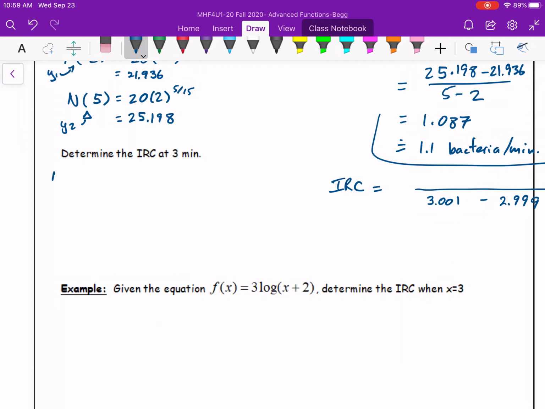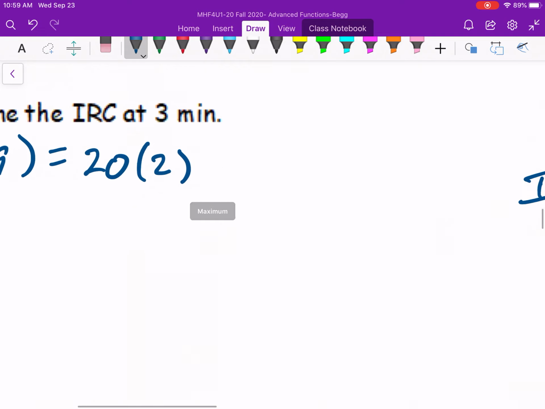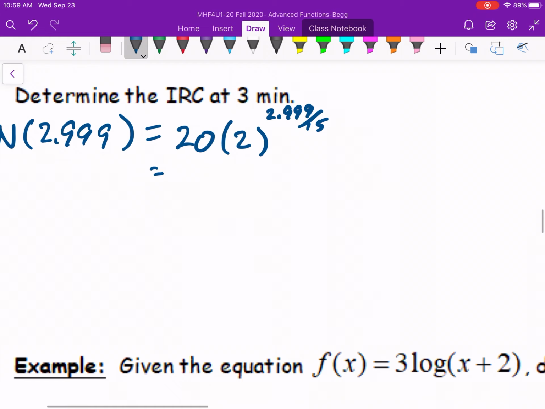So then I want to find n at 2.999. And that, of course, is going to be figured out by doing 20 times 2 to the 2.999 over 15. Now, I do need to carry a lot of decimal places again here, because the difference between 2.999 and 3.001 is not going to be much. They're going to look exactly the same for the first few decimal places.